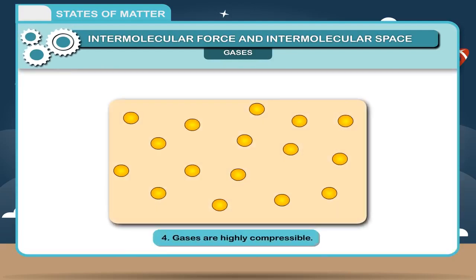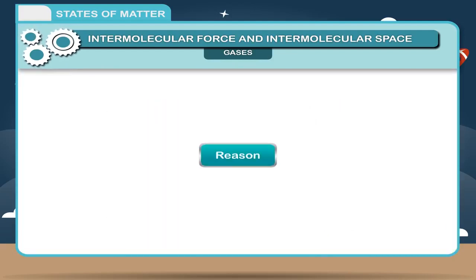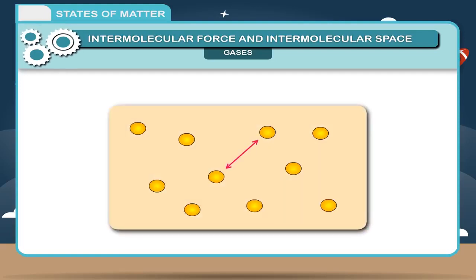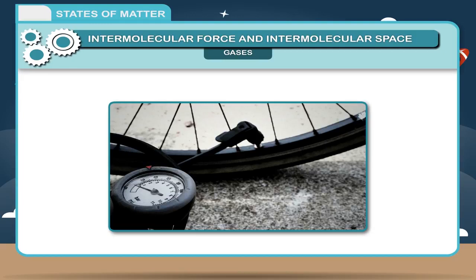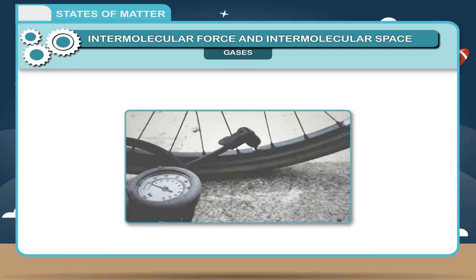4. Gases are highly compressible. Reason: owing to large intermolecular spaces between them, gases can easily be compressed. What does a mechanic do when he fills air in your cycle's tube? He allows compressed air to enter the cycle tube and fill it.